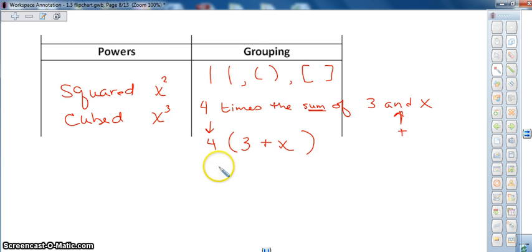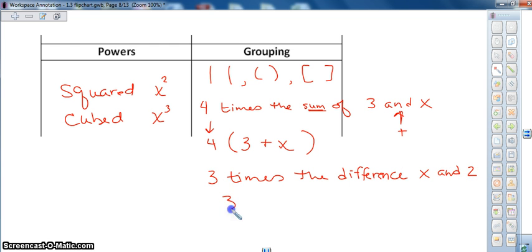So it might say 3 times the difference of x and 2. If it says 3 times the difference, again, this is trying to tell you 3 times, that's here, the difference, putting in subtraction, but it means parenthesis at this point.